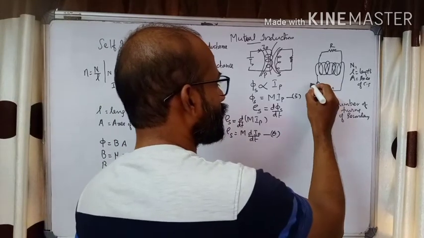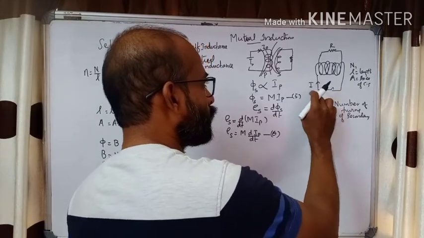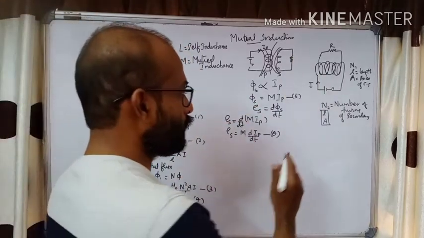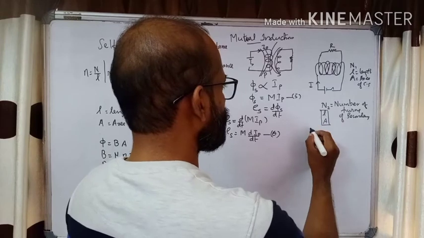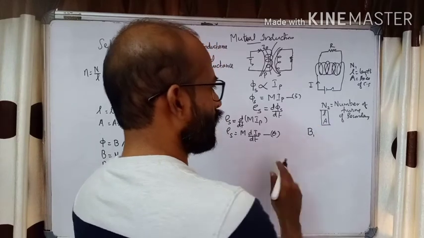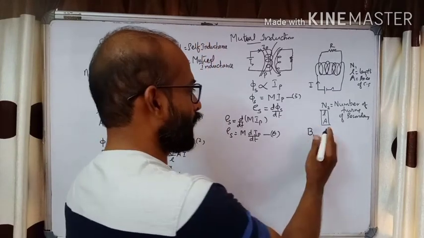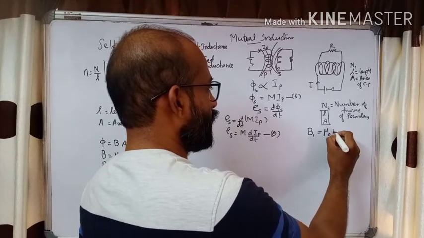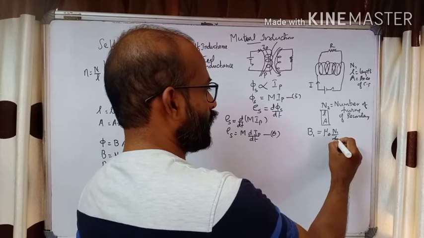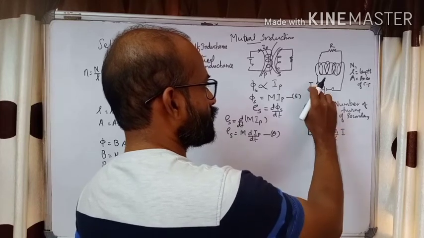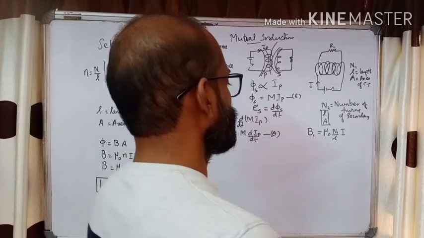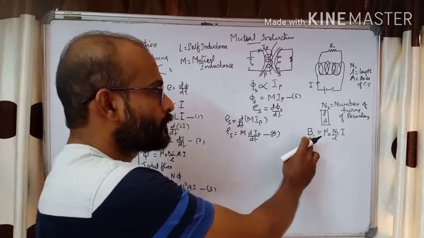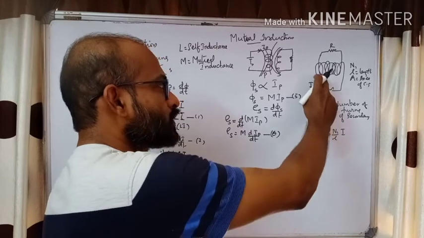Now let I be the current flowing from the positive terminal. It will produce a magnetic field in the primary. What is the equation of magnetic field in the primary? We can say B1 is the magnetic field in primary. It will produce a magnetic field mu 0 N1 by L into I, where I is the current. B1 is equal to mu 0 N1 by L into I. Now this magnetic field is linked to the secondary.